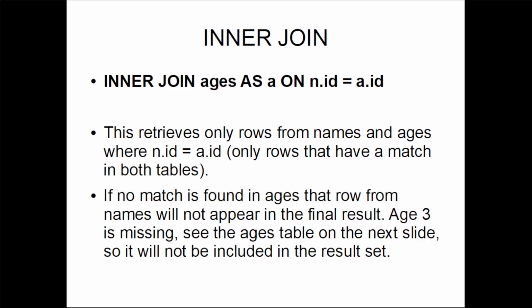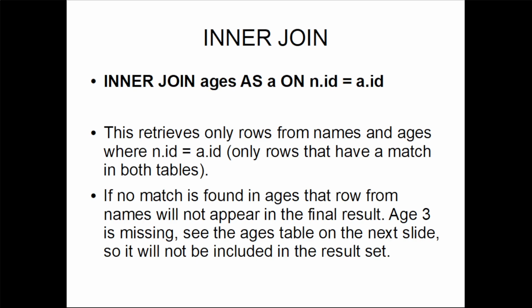Inner join ages as a on n.id equals a.id. What it does: the inner join retrieves only rows where the ID in the names table, n.id, matches the ID in the ages table, a.id. This means only records with a match in both tables appear in the result set. Key behavior. If no match is found in the ages table for a given names record, that row from names is excluded from the final result.